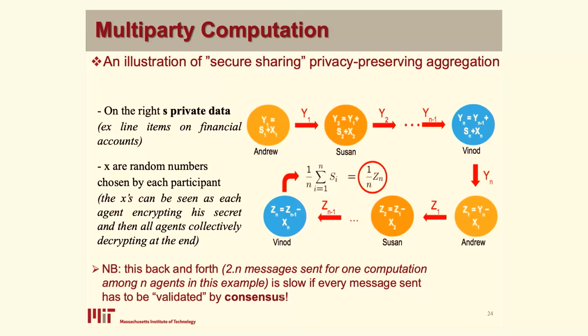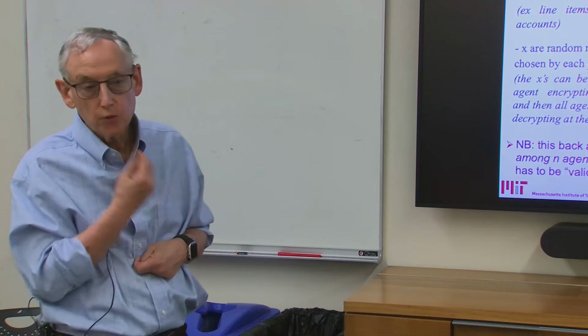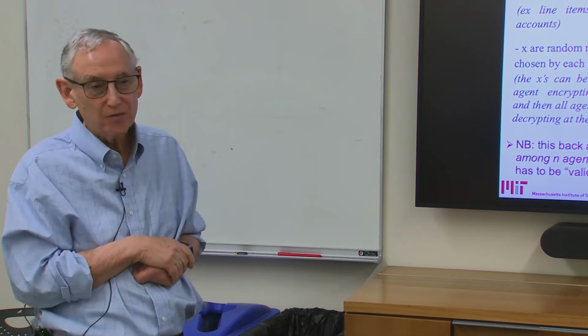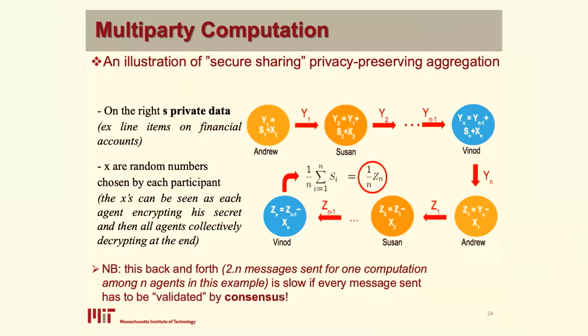What is multi-party computation? Also called secret sharing or secure sharing. It refers specifically to having multiple participants. In this case, you may recognize these names: Andrew, Susan, Vinod. Andrew is Andrew Lowe. Vinod, last name is escaping me.